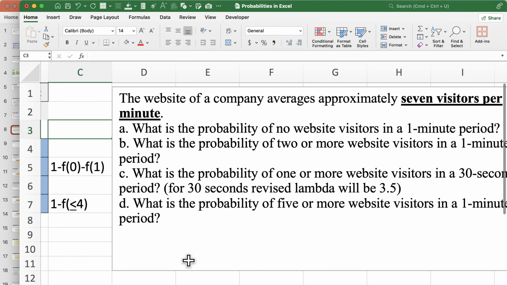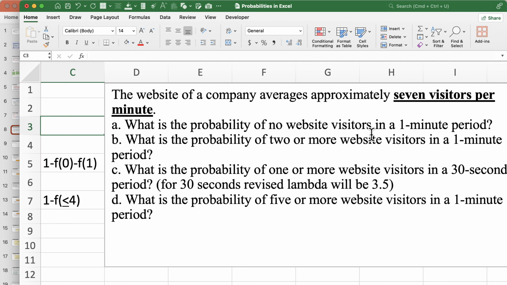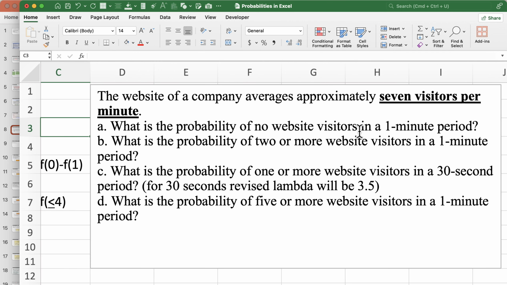It says the website of a company averages approximately 7 visitors per minute. Now, as you can see, this sentence perfectly describes or meets the conditions of Poisson probability. In Poisson probability, we have a time interval, and the time interval is per minute. And in 1 minute, the number of occurrences is customers visiting that website, and that's 7 visitors. And the question is, what's the probability of no website visitor in a 1 minute period, which means we are interested in the probability of 0, x is 0, in a 1 minute period.